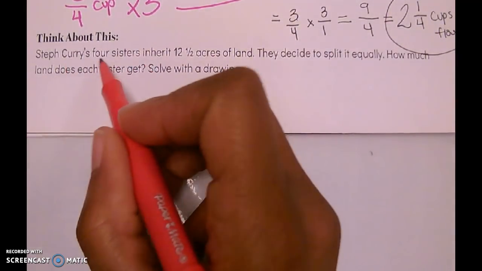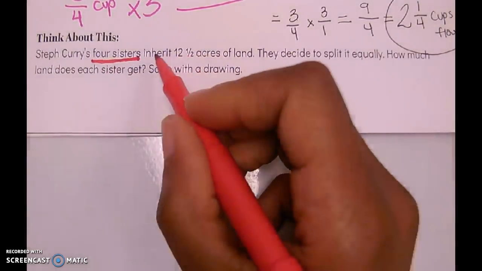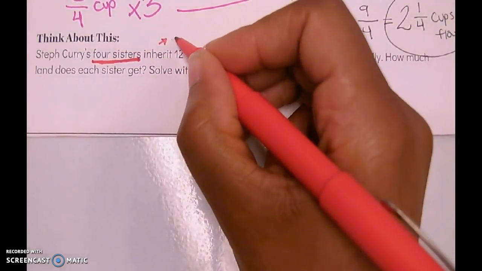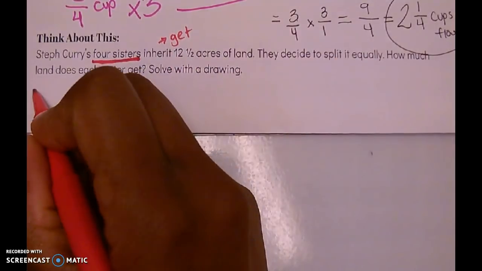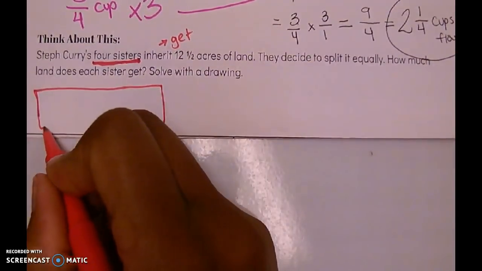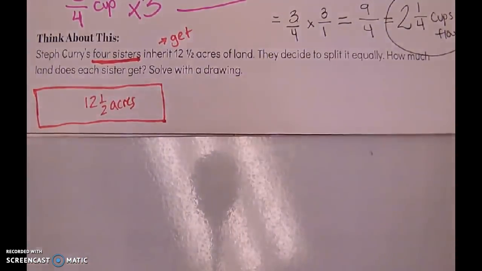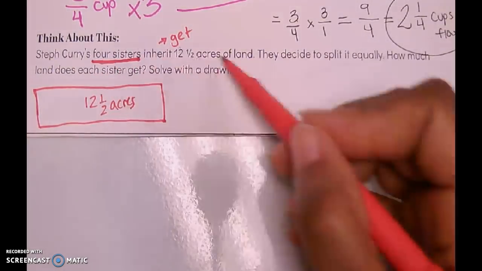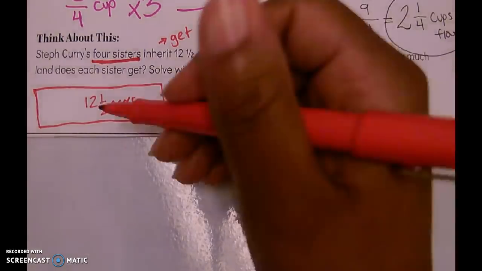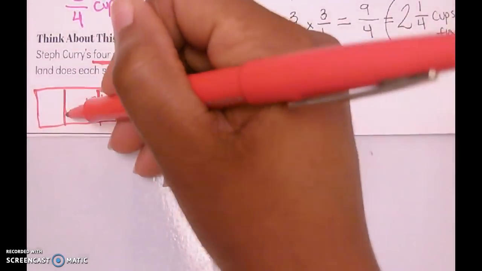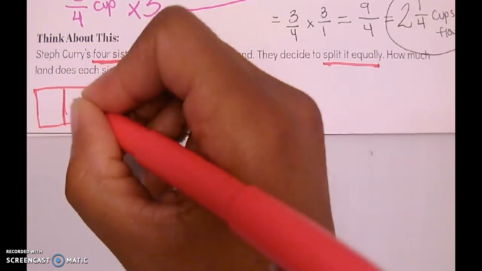First of all, we know that Steph Curry has 4 sisters in this problem. And they inherit, the word inherit means get, 12.5 acres of land. So if I want to draw a picture, I can just draw this big old plot of 12.5 acres. Okay? But I know that it's 4 of them, and they want to split it equally. So that means we're going to have to divide it up into 4 equal parts. 1, 2, 3, 4. Well, how much is each part going to be?